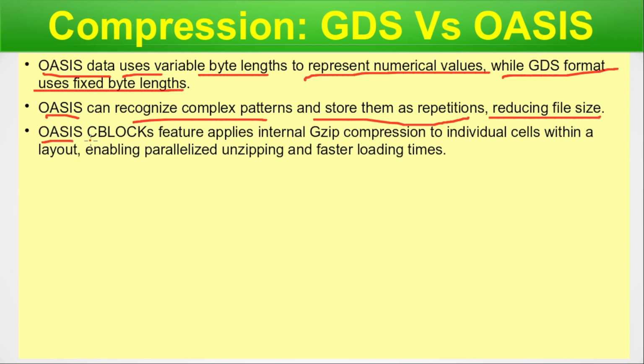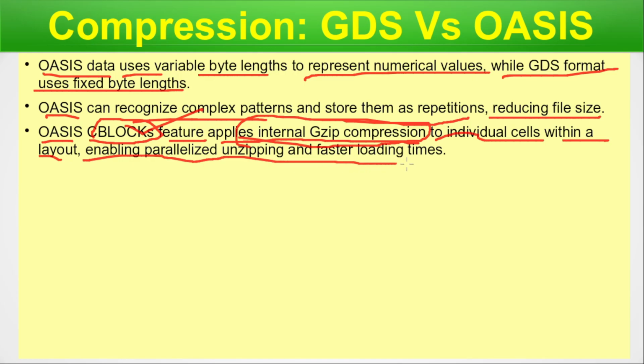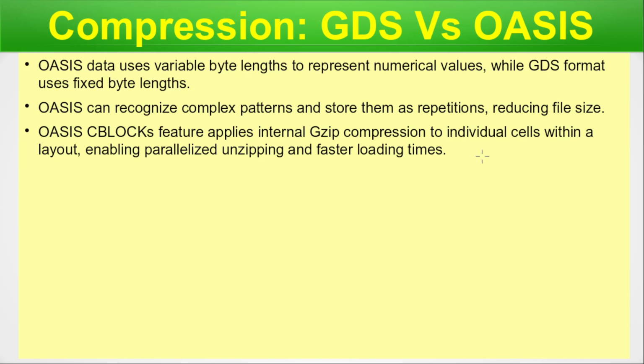OASIS CBLOCKs. CBLOCKs are the basic binary blocks in the OASIS file. This feature applies internal gzip compression. So each unit block can apply the internal compression algorithm to individual cells within a layout. This enables parallelized unzipping and faster loading time. So this means that when you are loading the file, it's not a two-step process. It's not that first you are unzipping it and then opening and loading the file. Rather, it is on the go. When you load the file, the things are internally unzipped and loaded into the RAM of the layout designing software.